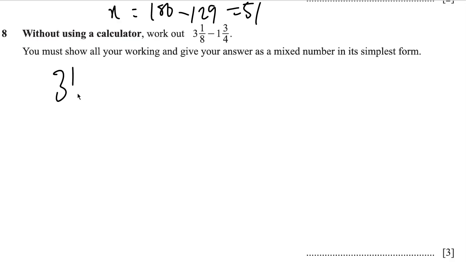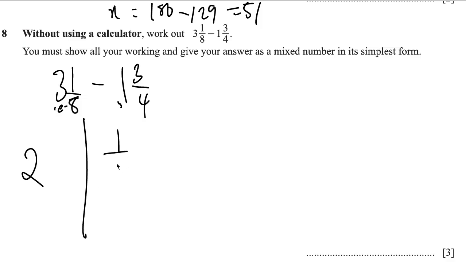But what you simply do here, 3 whole 1 over 8 negative 1 whole 3 over 4, 3 negative 1, we simply subtract the whole parts. 3 negative 1 is 2, right? So that's going to be 2 whole, then we go separately to get a value of 1 over 8 negative 3 over 4. So we've resolved the whole part, then the fractional part.